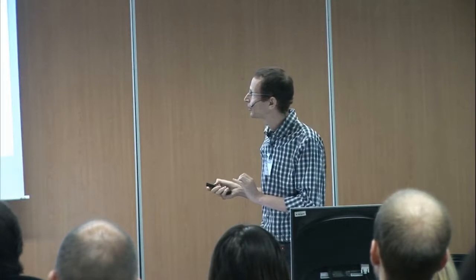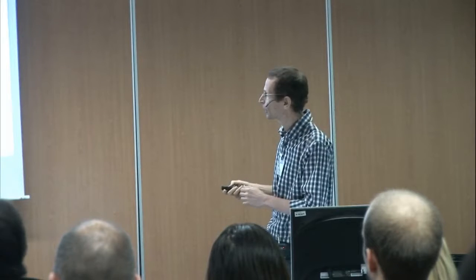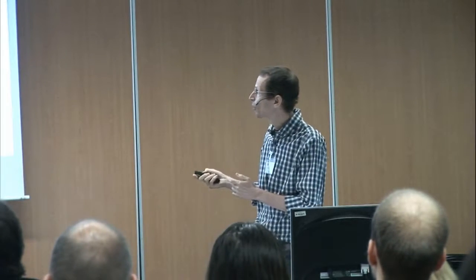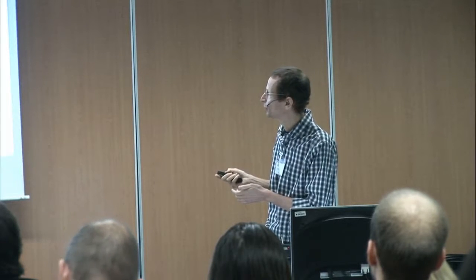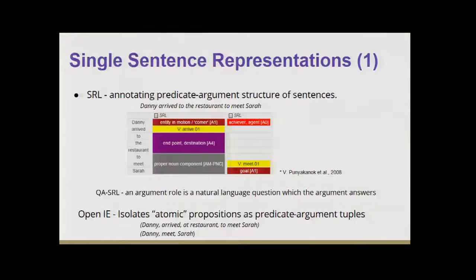That's a variant on the SRL paradigm, and the main point there is that the roles, instead of being a predefined set of roles like in PropBank or FrameNet, people familiar with these prominent semantic role labeling paradigms, in QA-SRL the roles are simply questions. So the role of Danny will be who arrived, or the role of Danny for the verb meet will be who met someone. Okay, so it's natural language questions. Each argument answers the question, right? Maybe a common way to view predicate argument structure is to say that each argument answers some question about the predicate. So in QA-SRL, these natural language questions are the roles.